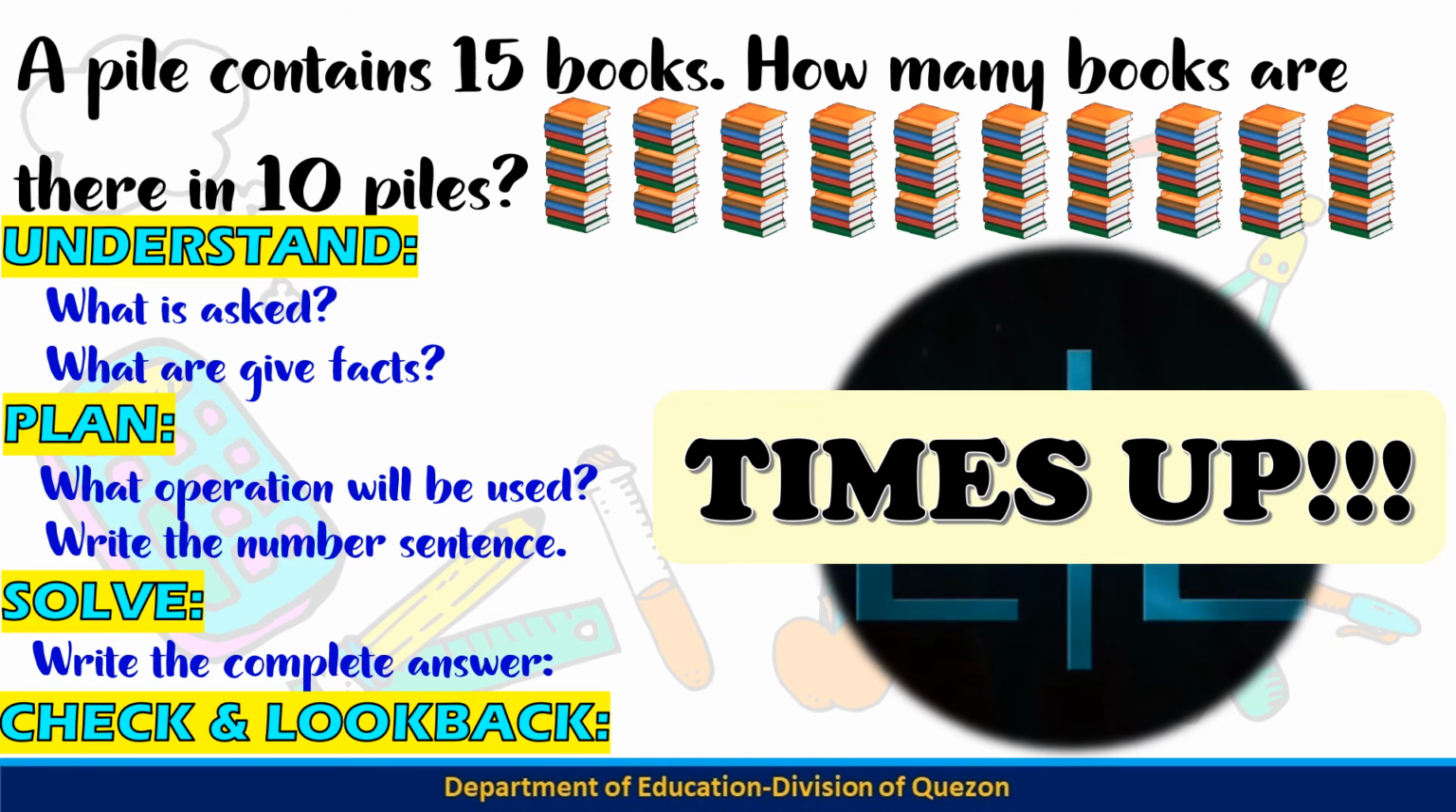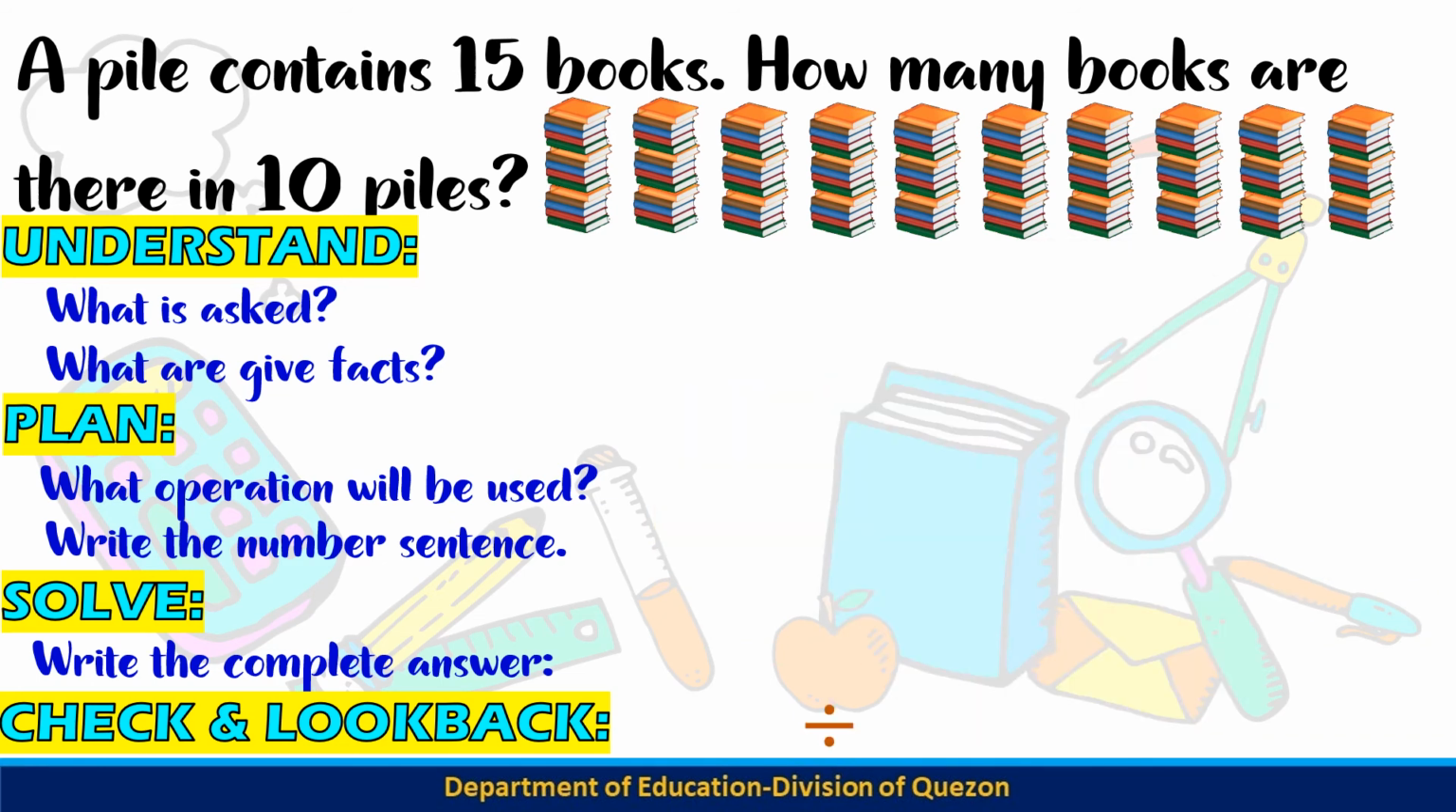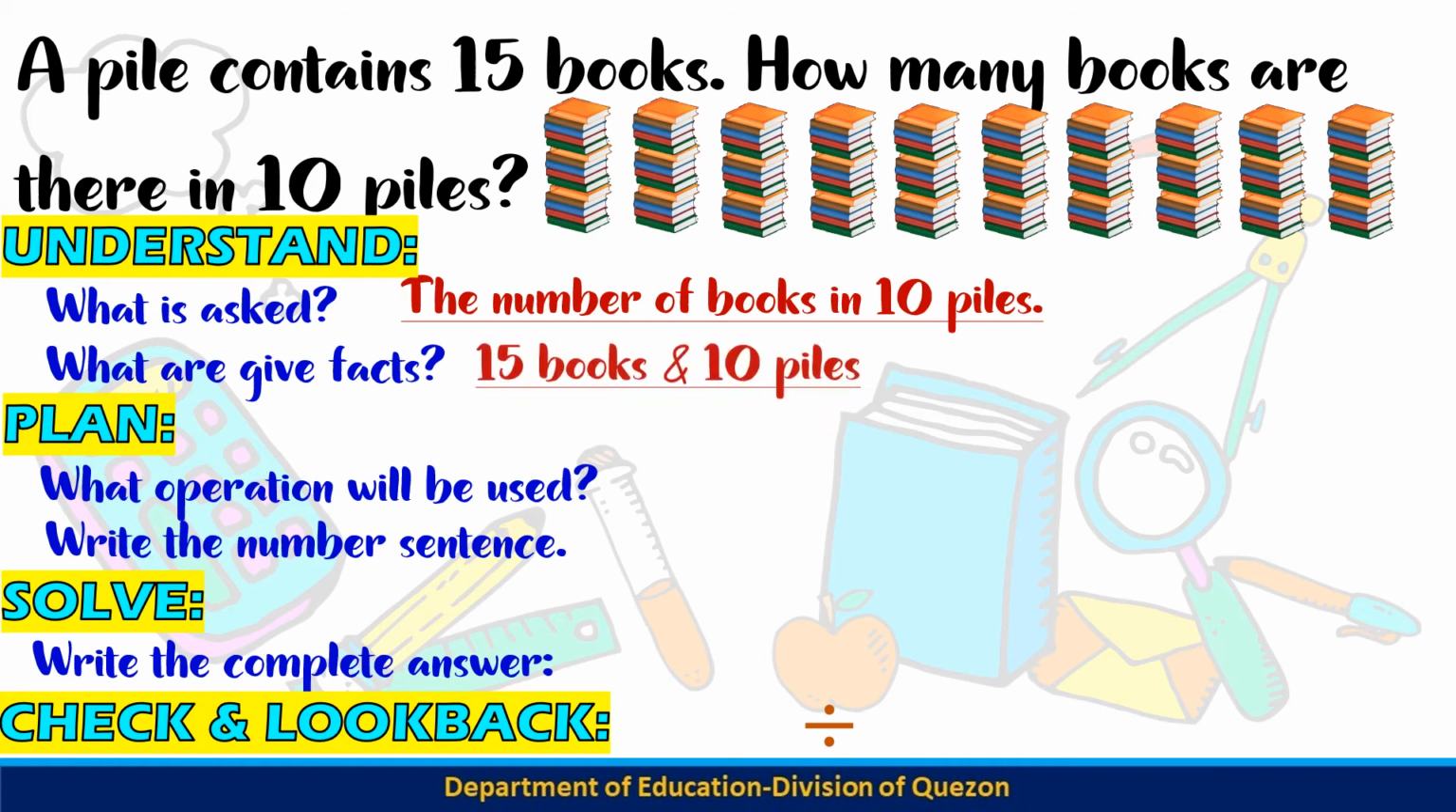Time's up. Let us answer. What is asked in the problem? The number of books in 10 piles, or how many books are there in 10 piles? Next, what is given? There are 15 books and 10 piles. Second step, what operation will be used? Our operation is still multiplication. And write the number sentence.